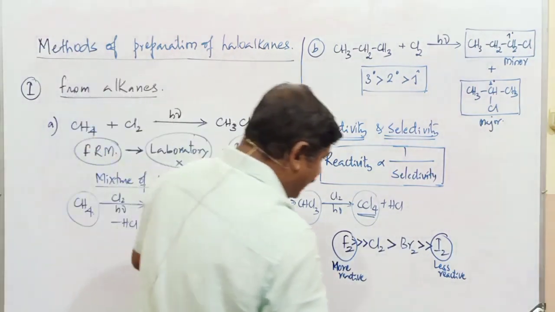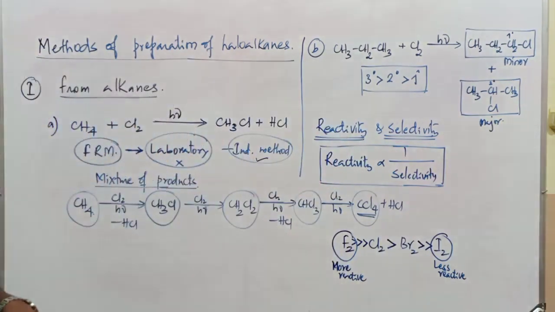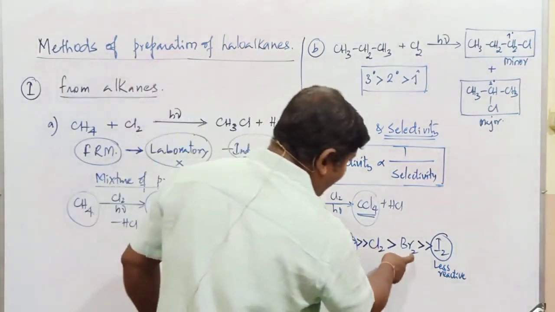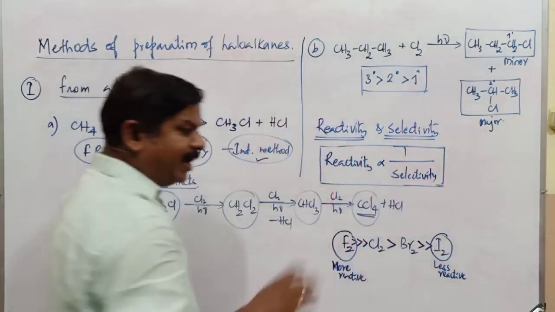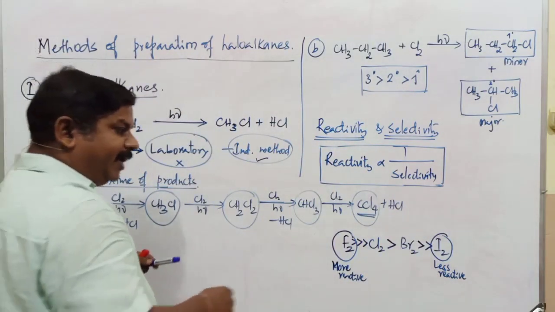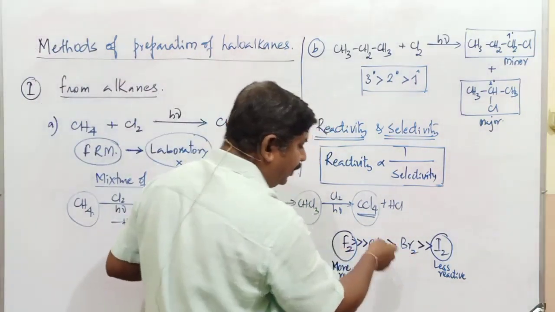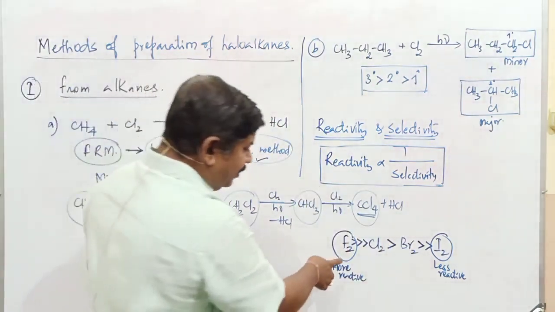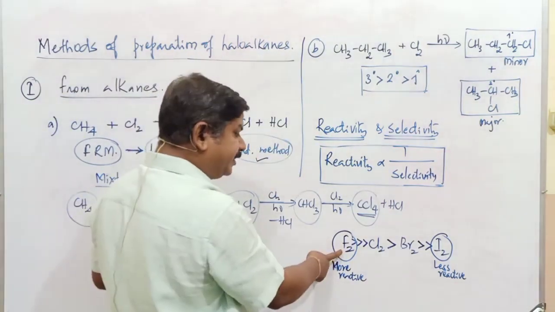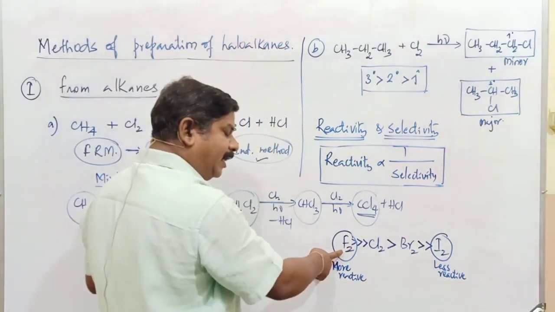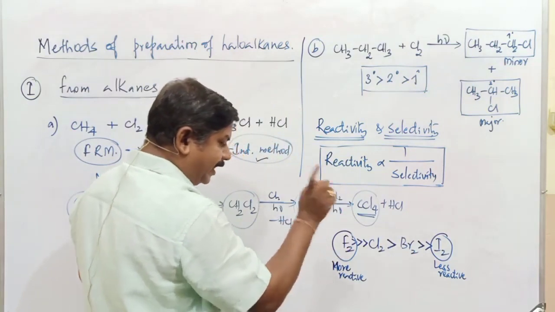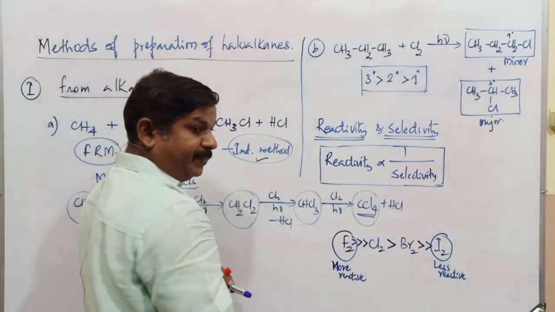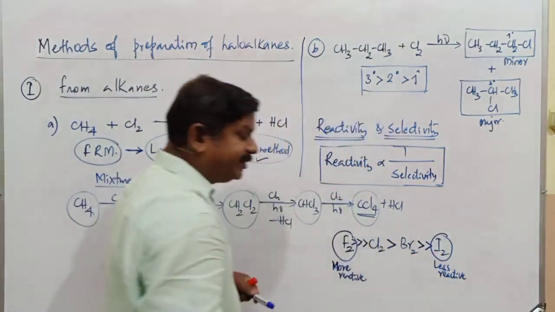And one more problem related to the halogenated compounds. We have a large number of compounds containing chlorine and bromine compared to fluorine and iodine. The reason is that fluorine is a more reactive species. When it is more reactive, it is very difficult to control the reaction. And iodine is less reactive, but it is more selective.